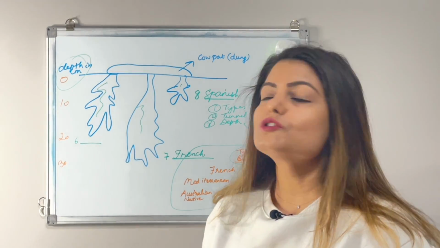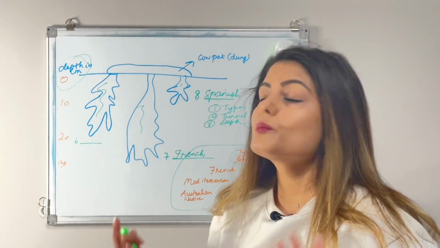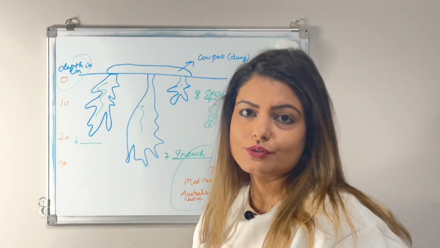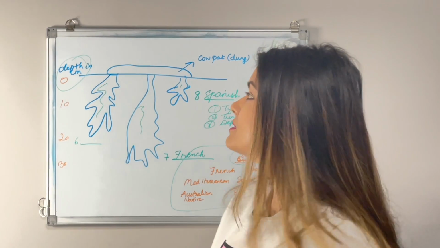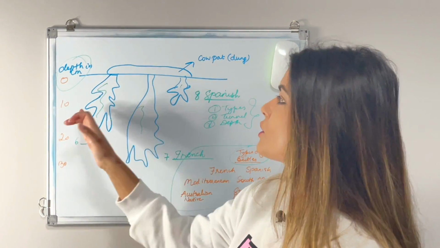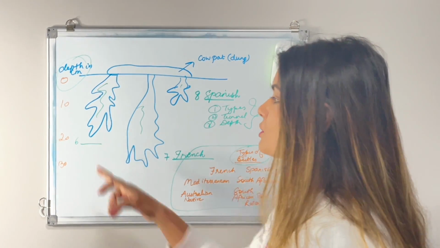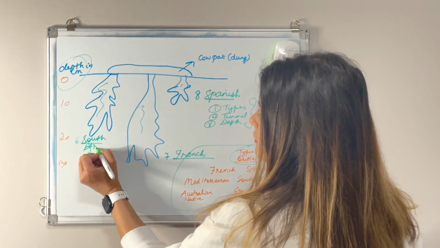Although they have not mentioned whether it is 10 centimeters below the dung pad or not, it still says that it's the smallest one. So clearly 8 would be the Spanish. Now, if you look at the fourth line from the bottom of the second paragraph, it says that South African beetles dig narrow tunnels of approximately 20 centimeters below the surface of the pad. So this means that 20 centimeters below the surface of the pad is from South Africa, and they are the South African species. So the correct answer for the sixth would be South African.